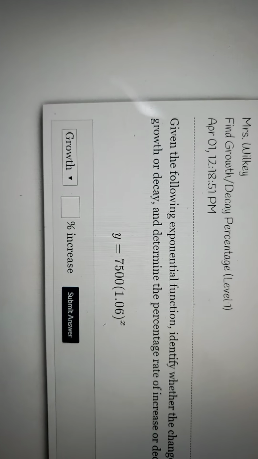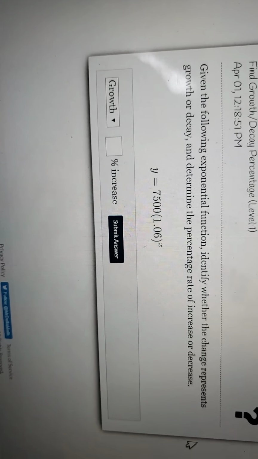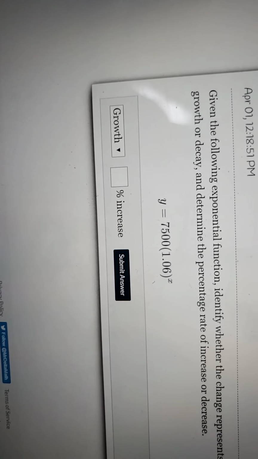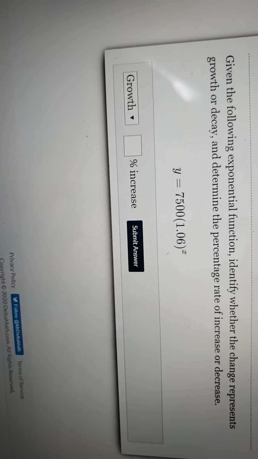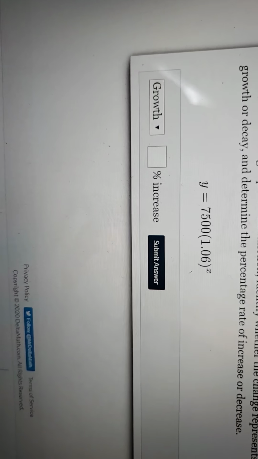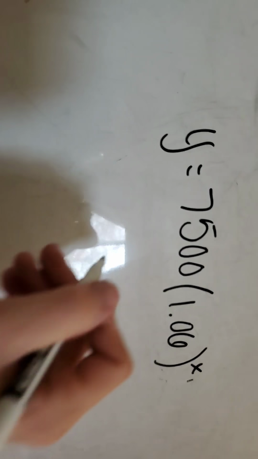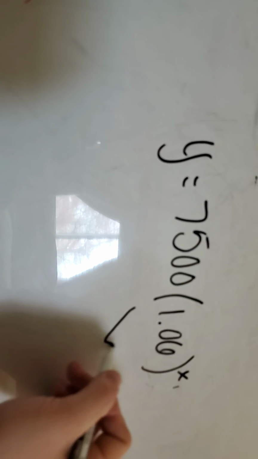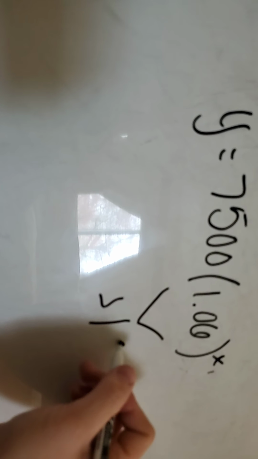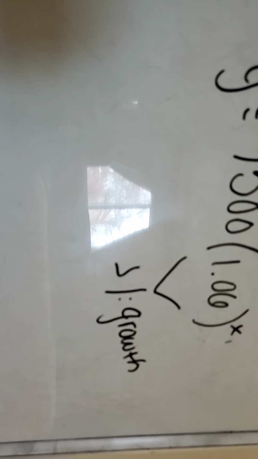Okay, so let's do a growth example and make sure we know what we're talking about. So this one says, given the following exponential function, identify whether the change represents growth or decay and determine the percentage rate of increase or decrease. Okay, this one's actually a lot easier to see. We can kind of see by looking at it. Times 1.06 to the x. Okay, we see here that this number is greater than 1, so that represents growth.